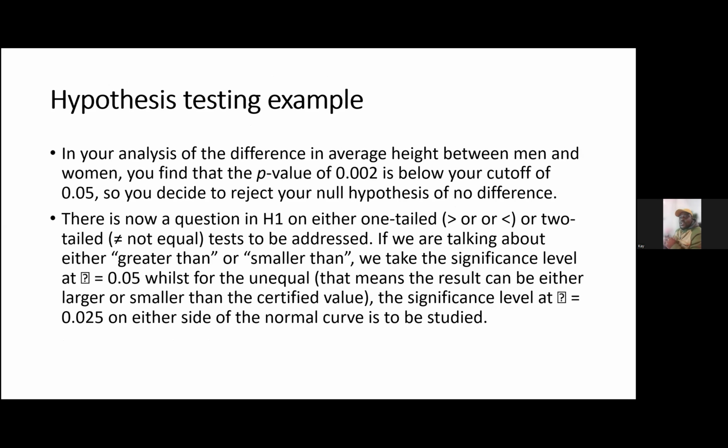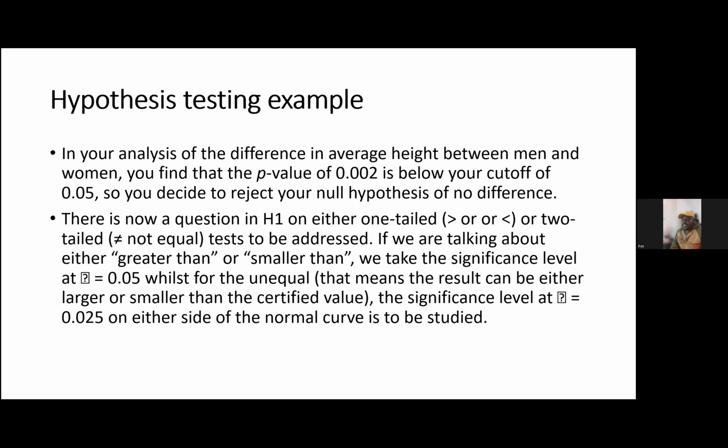If your analysis is of a difference in average between men and women, you find that the p-value of 0.002 is below your cutoff. Sometimes you calculate and your p-value is far below. Say 0.002 is below your cutoff of 0.05. So you decide to reject your null hypothesis of no difference.